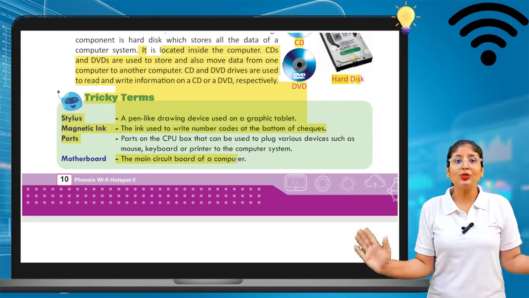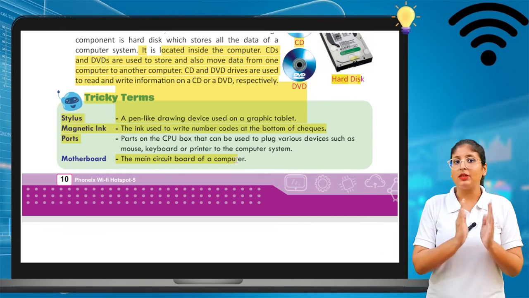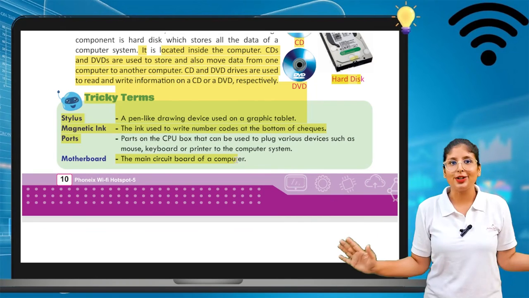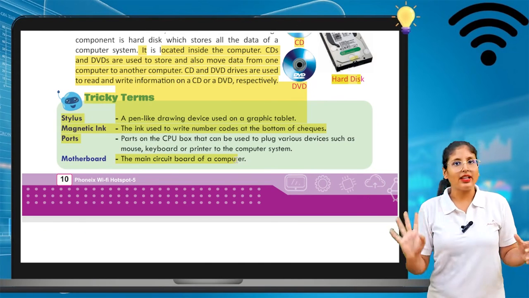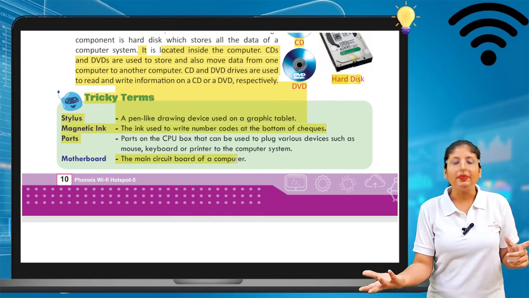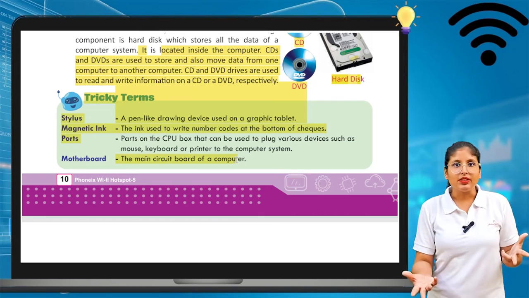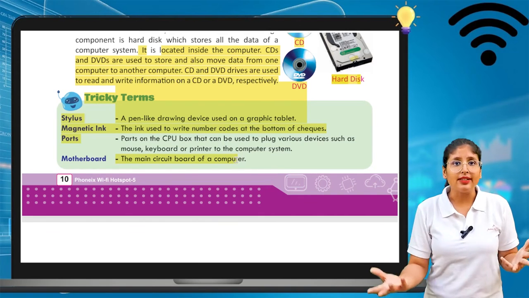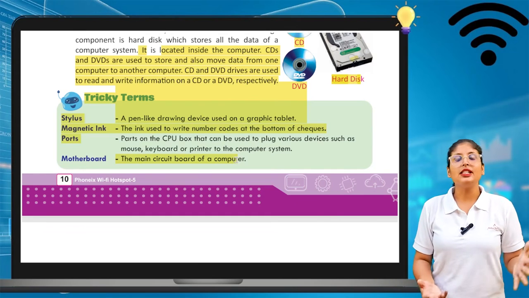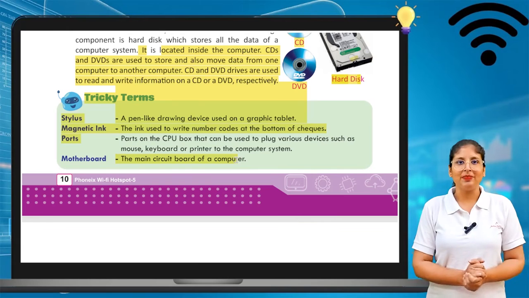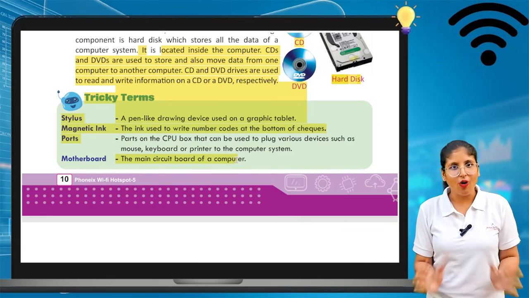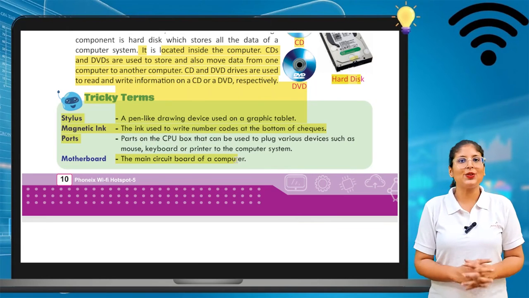I am hoping the computer chapter number 1 of your book is totally clear to you. In this chapter, we first saw input devices, what input devices are, and their types. Then we saw some output devices and their types. And then we saw some of the internal devices that are there in your computer and their functions. So this is all about chapter number 1. I am hoping this chapter is totally clear to you.